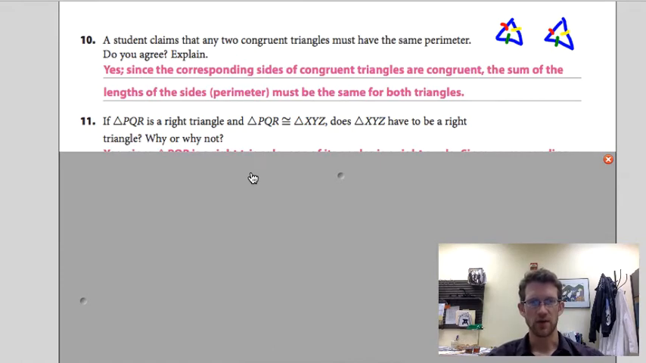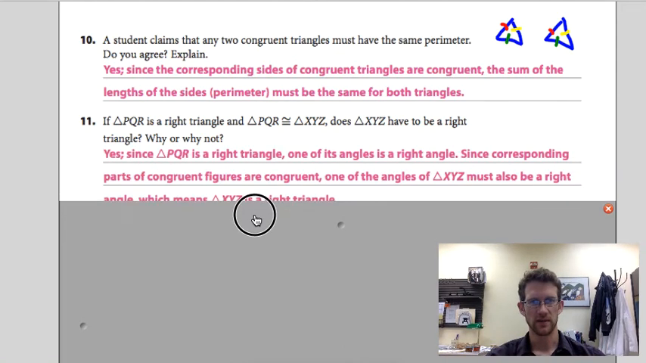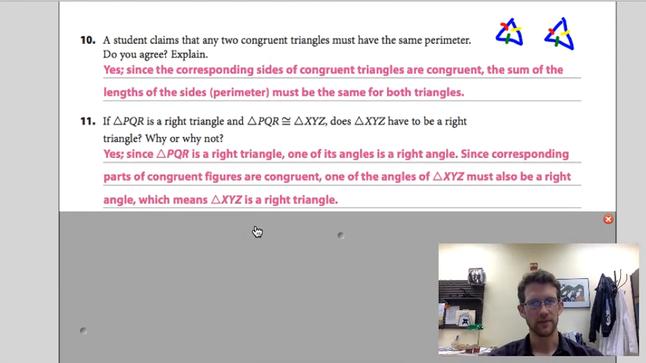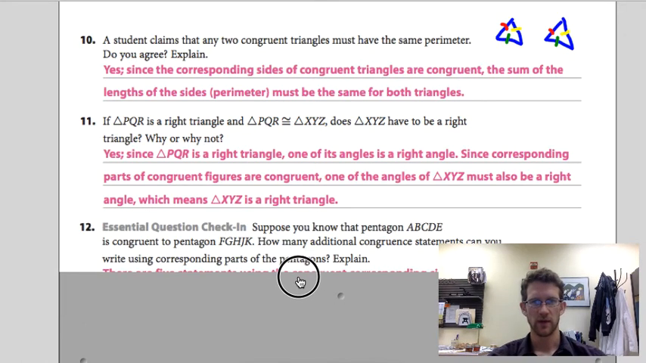If triangle PQR is a right triangle and triangle PQR is congruent to XYZ, does triangle XYZ have to be a right triangle? What do you think? Yes, it does, because one of those angles has to be a 90-degree angle. So therefore, the corresponding angle also has to be 90 degrees.